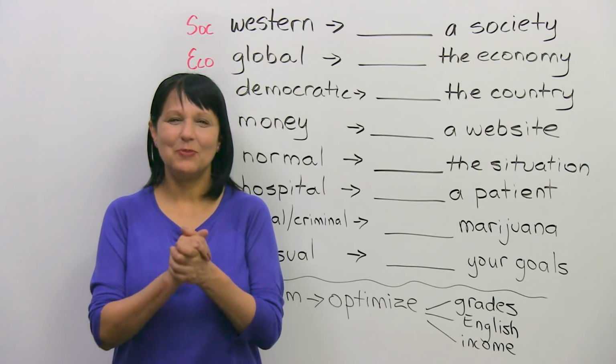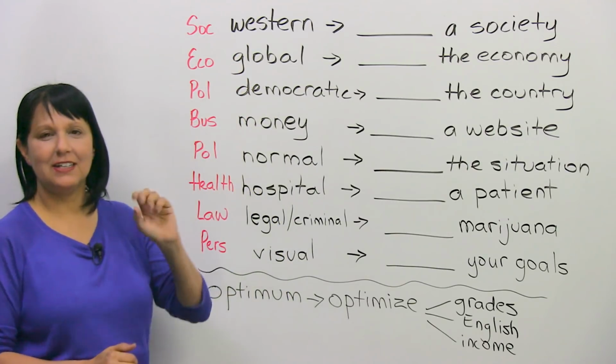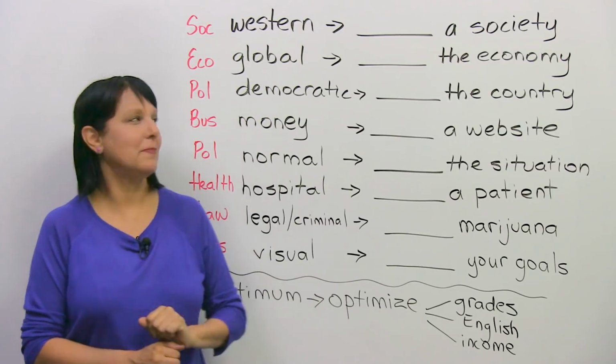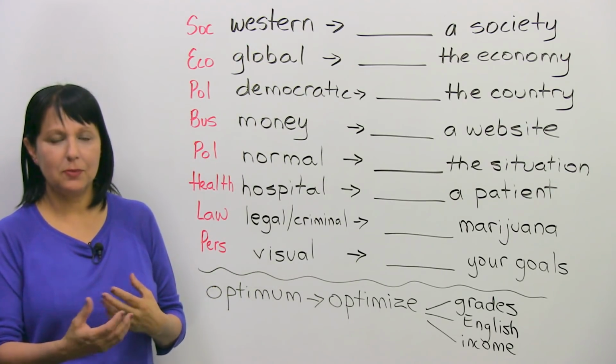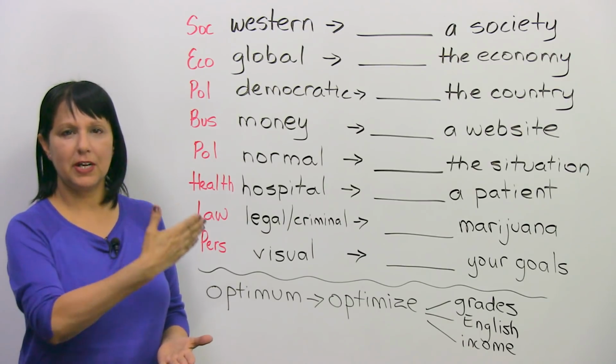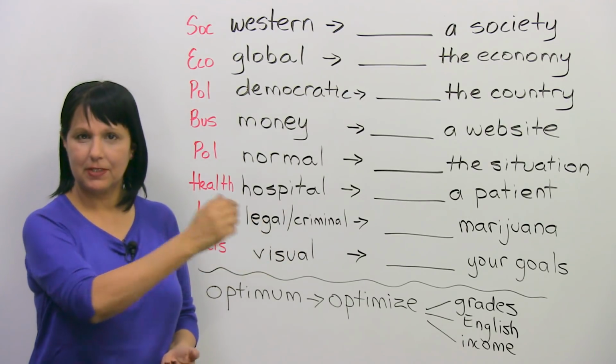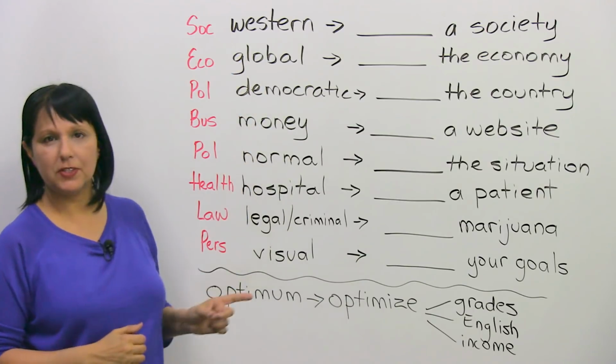Okay, are you ready? We're going to take now one word and turn it into three words, all right? So, the word Western. Make it into a verb. Western, Westernize, Westernization. Got it? This is what we're going to do with all of these words, all right?